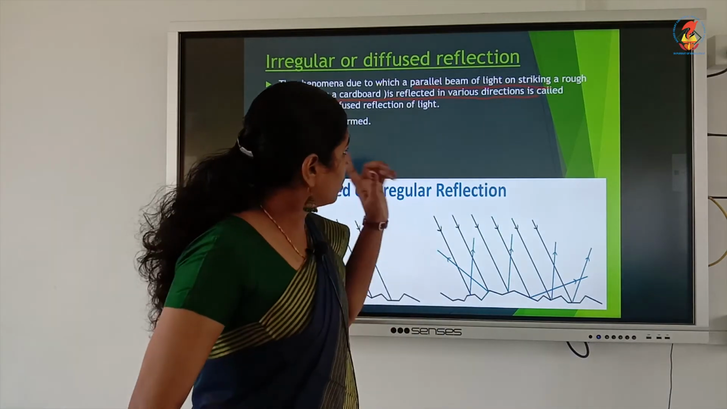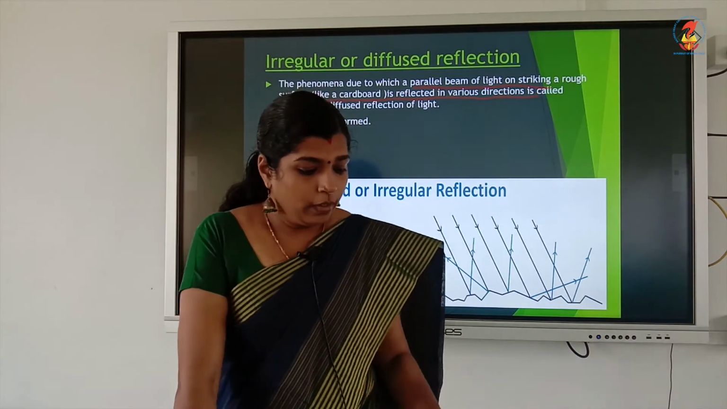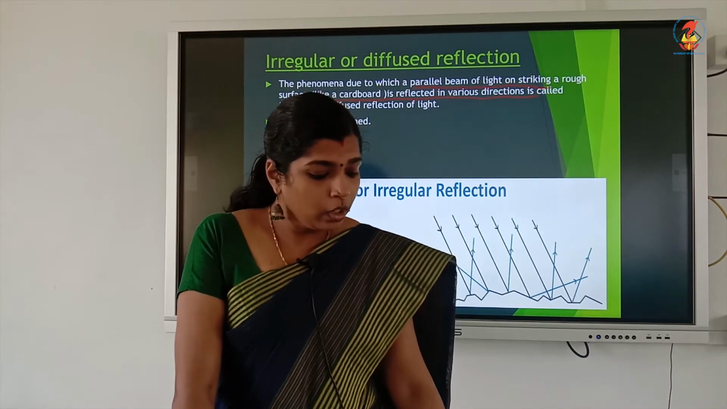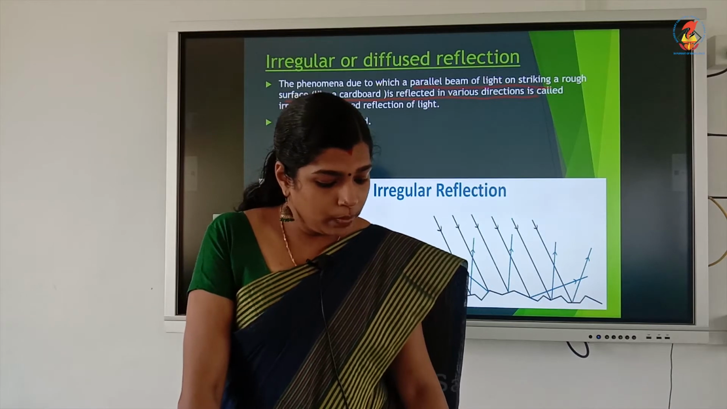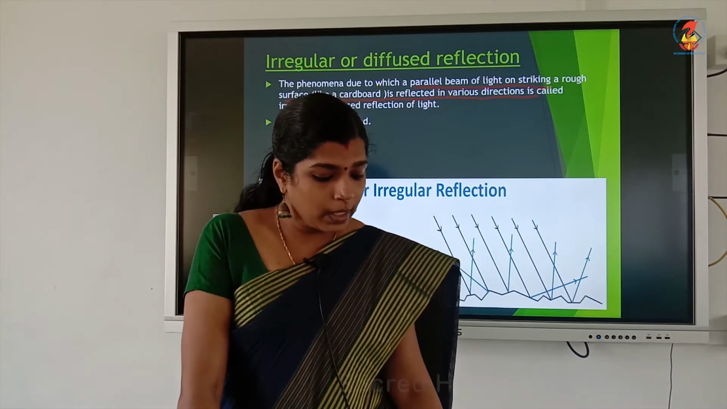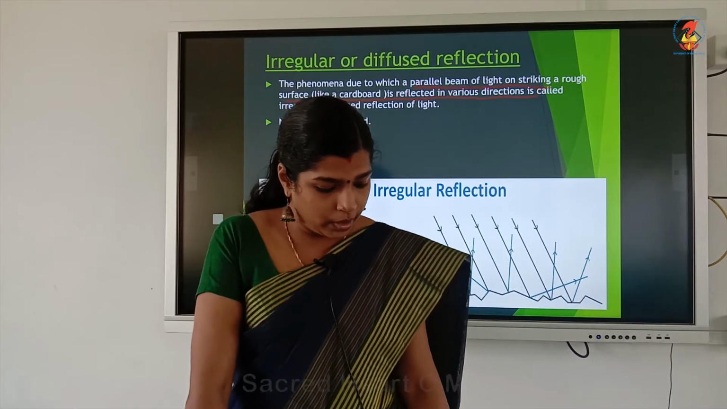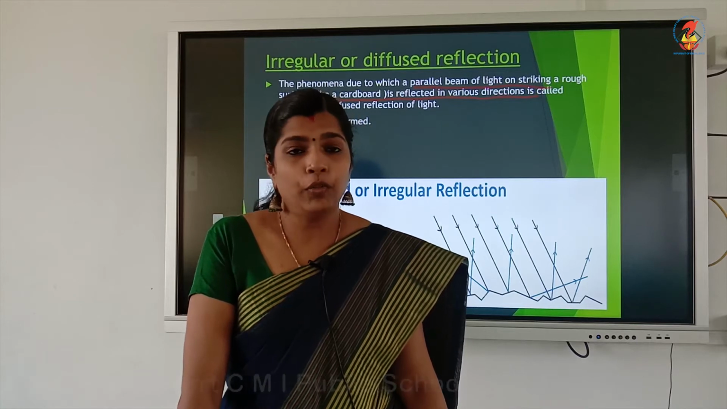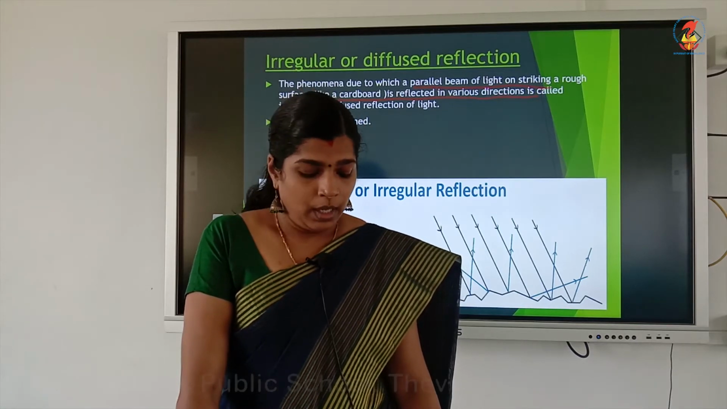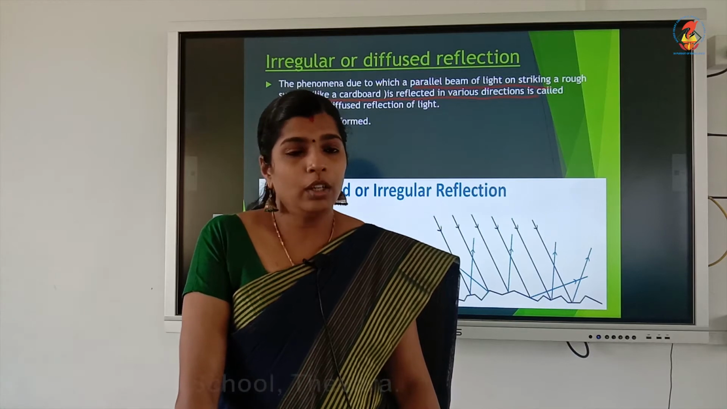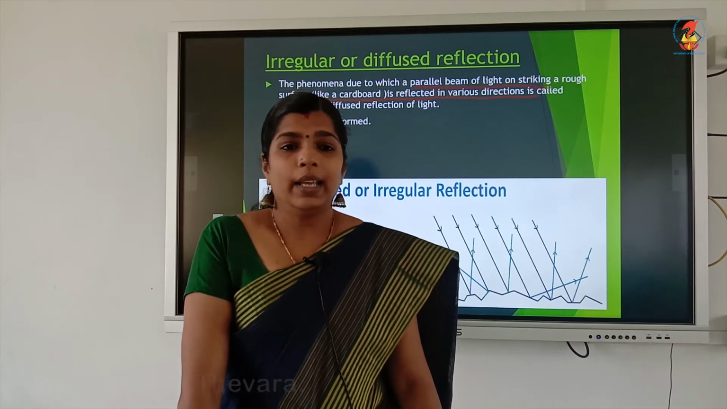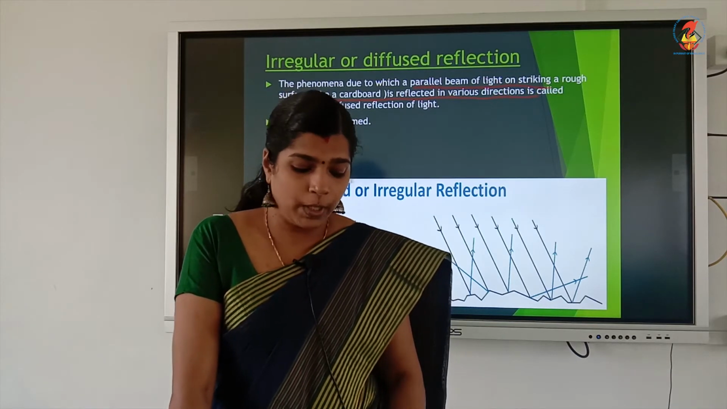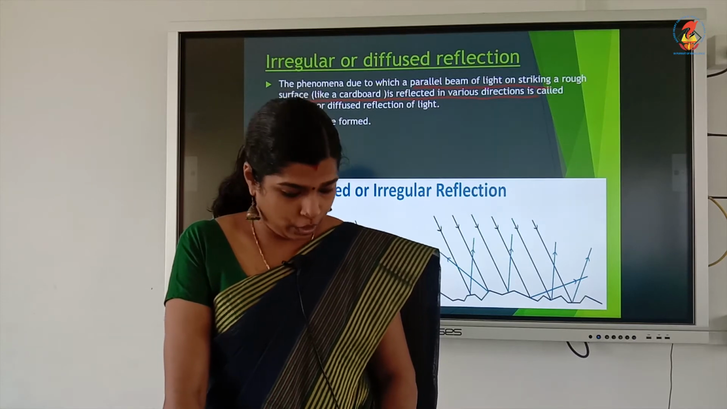It is because of irregular reflection that we see objects from every direction. Irregular reflection of sunlight by objects around us enables our room to have light during the day, even if sunlight does not directly fall on them. Light will be there in our room and we will be able to see objects in our room. It is because of irregular reflection.